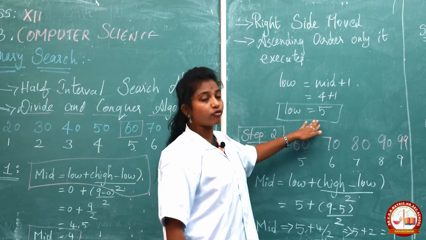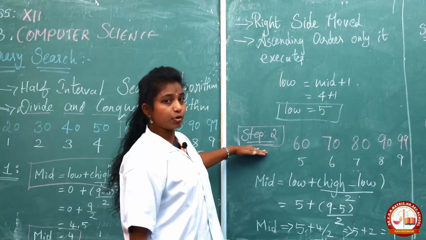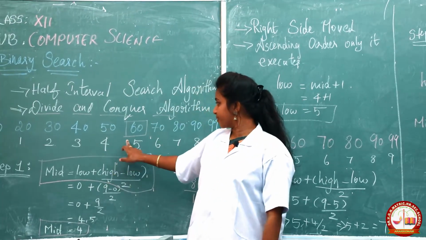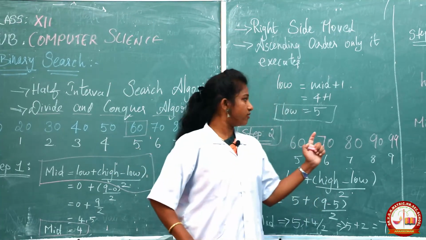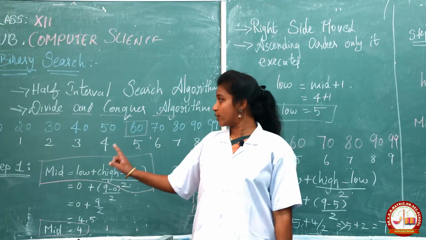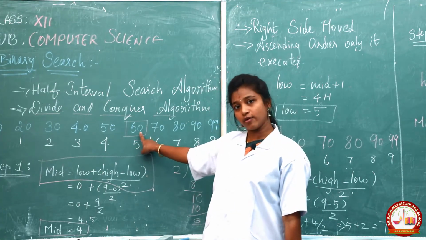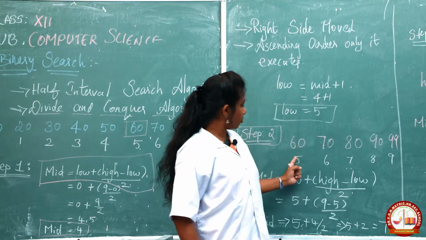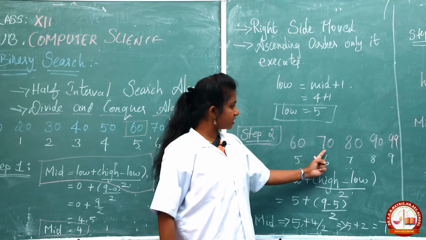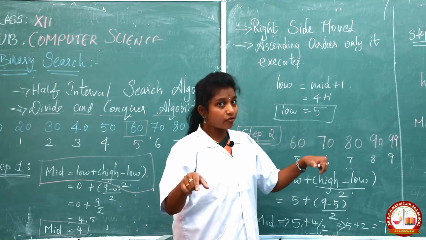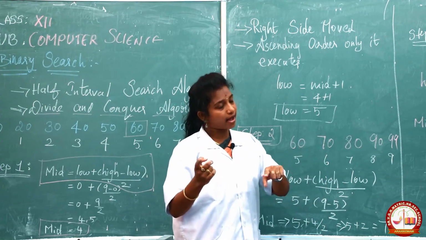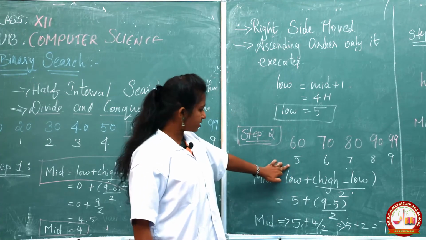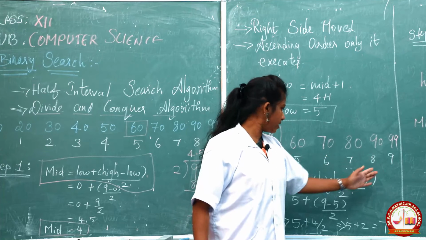Now I am going to find the next step, step 2. I am going to select the sessions. I got the value here, 5, and 5 is holding the value of 60. So I took this value alone and put it here: 60, 70, 80. Here I am going to find the low value and the high value. What is the low value? Obviously 5 is the low value and the high value is 9.